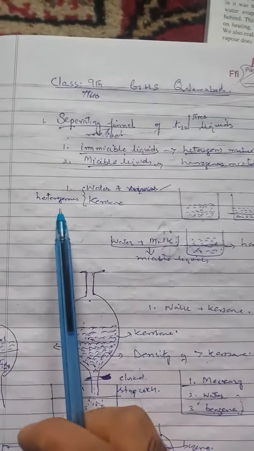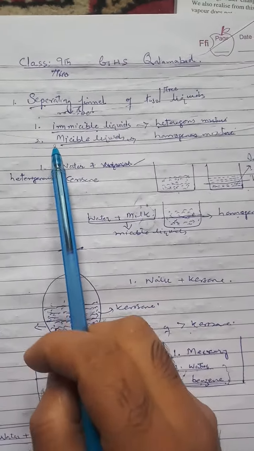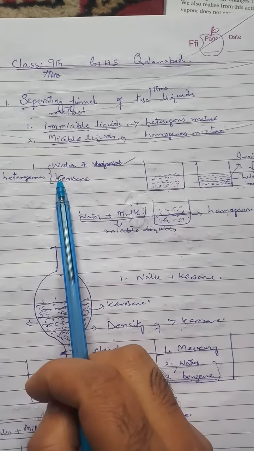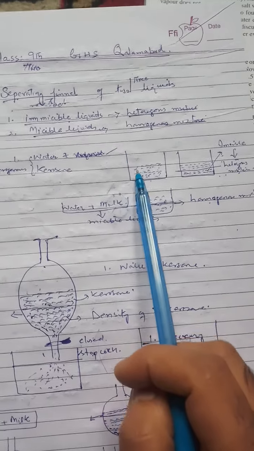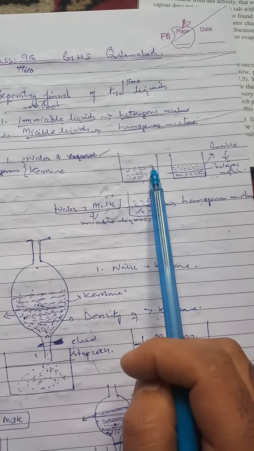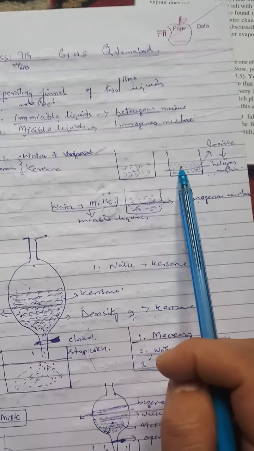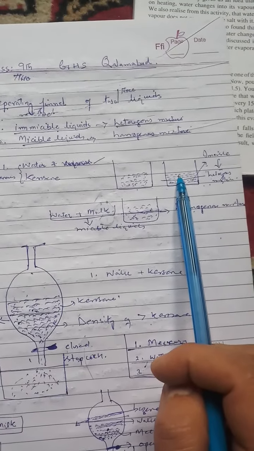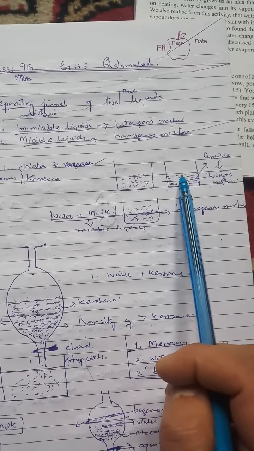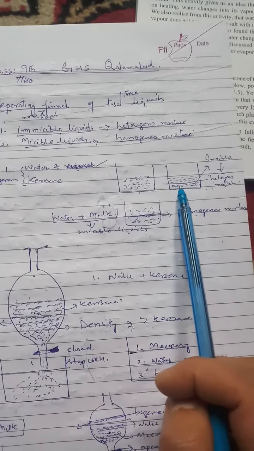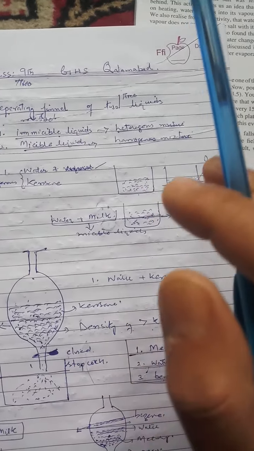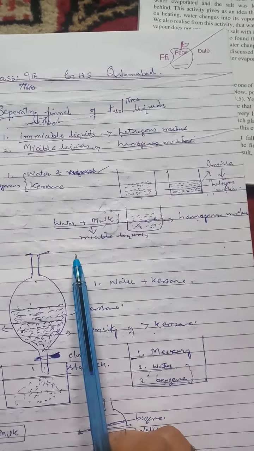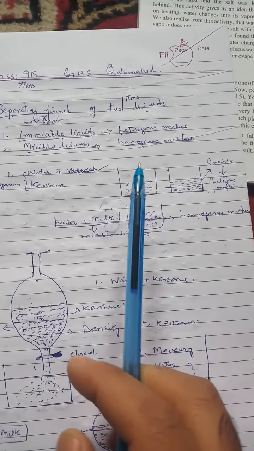For example, if we have a heterogeneous mixture of water and kerosene, okay? So as we know, if this mixture is left for some time, the kerosene is lighter than water. The kerosene floats over the water.